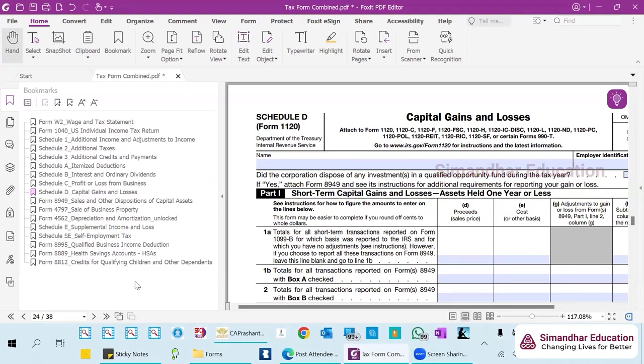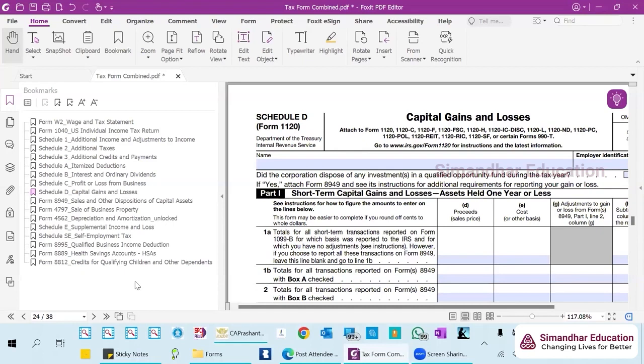Now go to 1040 and start observing from where all these numbers are coming. Go to each and every line, understand it. Understand it lightly; don't start googling every line. It will say the number is coming from some other schedule. Go to that schedule and see what's in there. For other income, for additional income, we'll have Schedule 1. So go to Schedule 1 and see what's in there, and see how that number is coming.